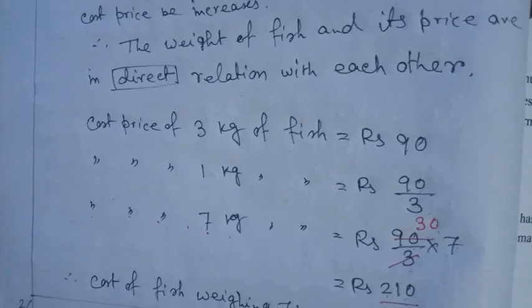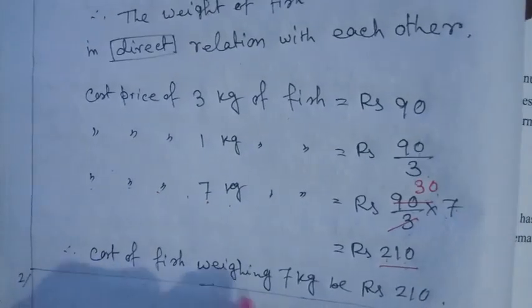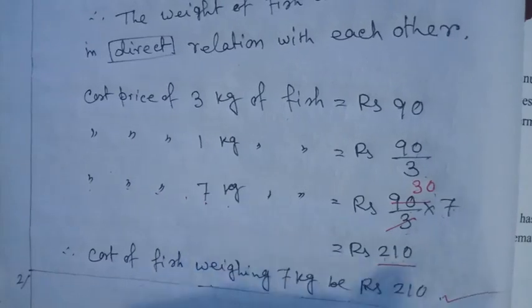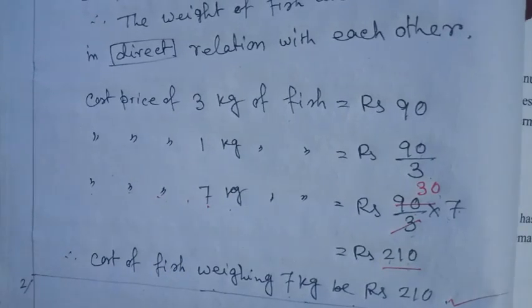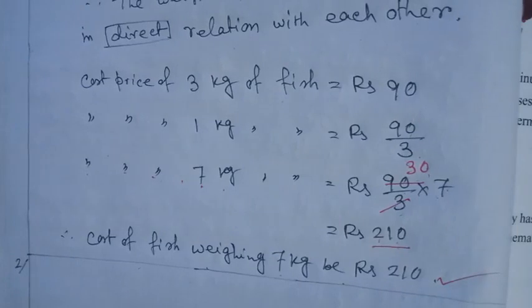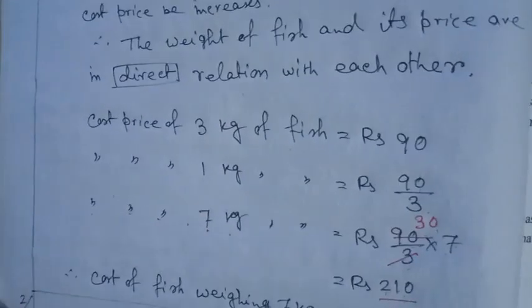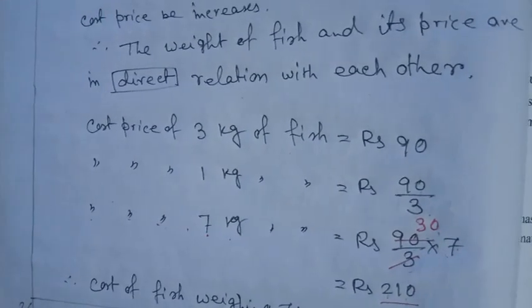So cost of fish weighing 7 kg is rupees 210. This is question number 1 of your book.